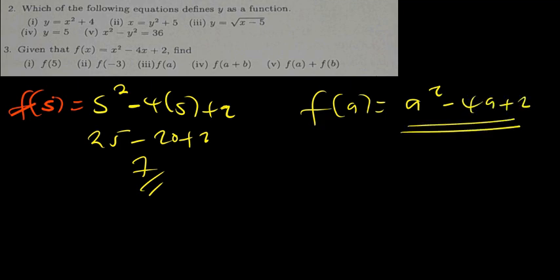So I believe you can do this one. Then this one is just to put a where there is x. So it's f of a equals a to the power 2 minus 4a plus 2. This is the answer for the third one.